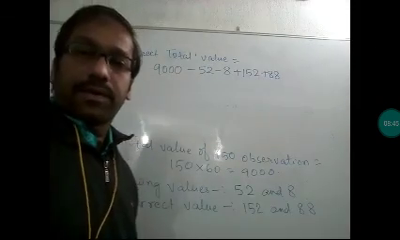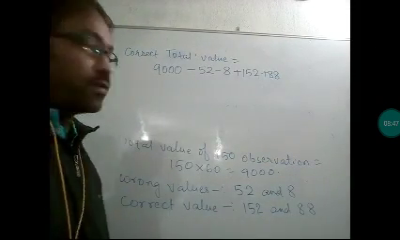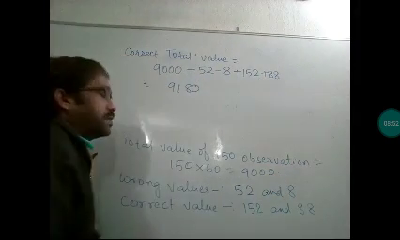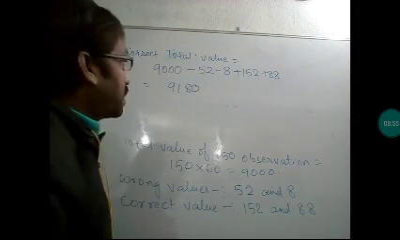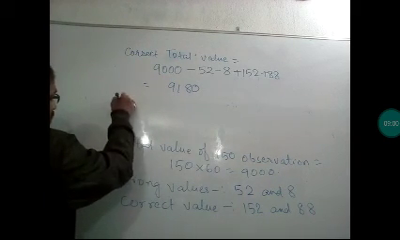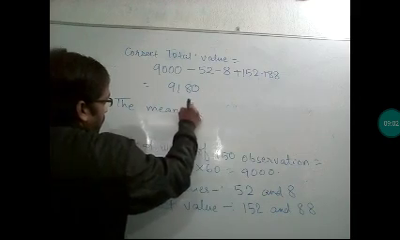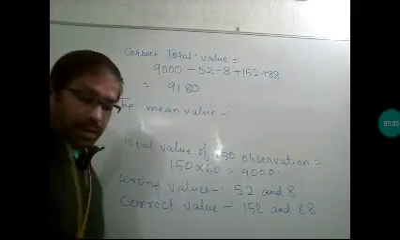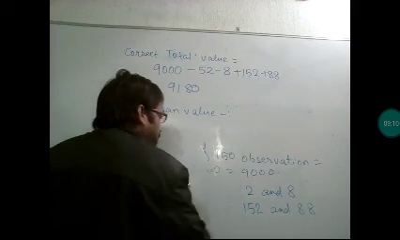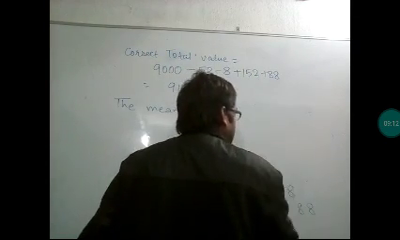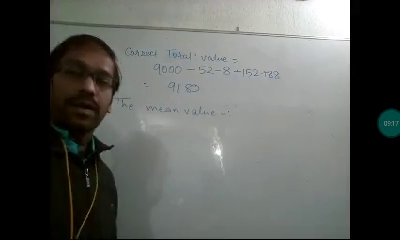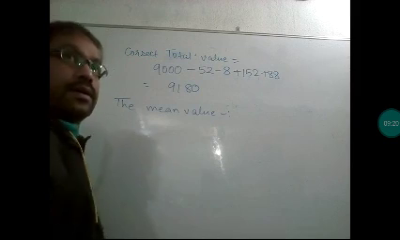Now we have to find the total sum. So this is 9180. This is the total sum after getting the correct values, but the number of observations is the same, as I have said, 150 only. So the mean value is that 9180 divided by this 150.